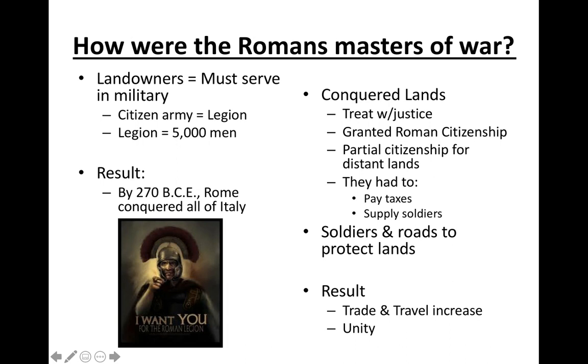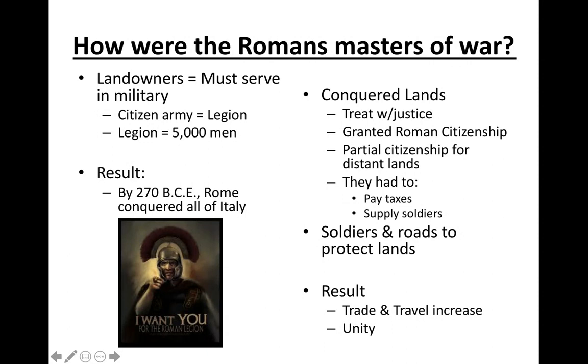One thing that they had to do if they were going to be a part of the Roman Republic was they had to pay taxes to Rome. Another thing they had to do was supply Rome with soldiers. Like we said, citizen army. So you have a legion. Everyone has to serve. In addition to the soldiers and the taxes, the benefit of being a part of the Roman Republic was protection. They were able to protect these conquered lands from all other groups that may want to come in and do them harm.